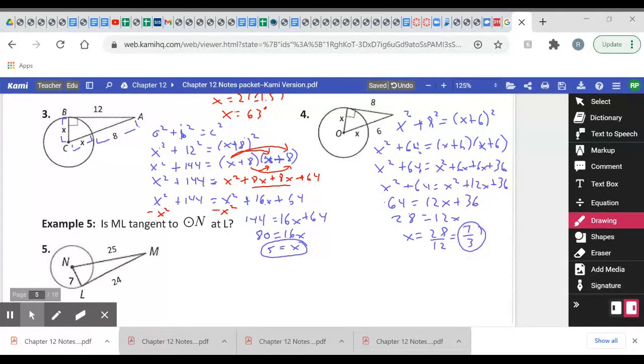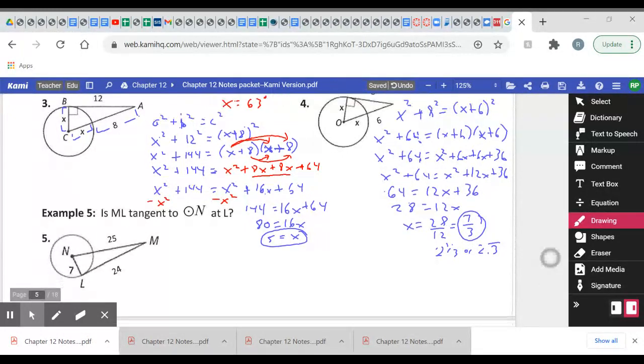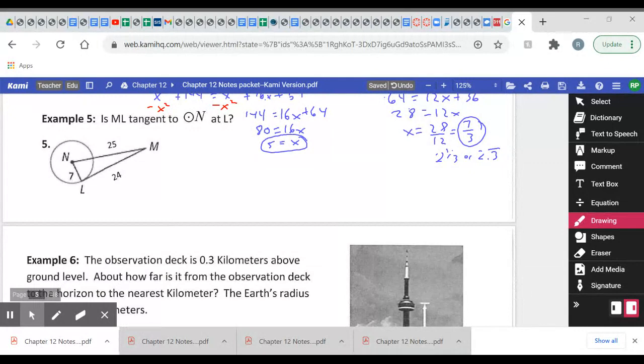Okay, if you want to write that as 2 1/3 or 2.3 repeating, that would be fine as well, since the directions don't specify how to leave your answer. Those would be fine as well. Okay, so hopefully you tried that one as some practice.